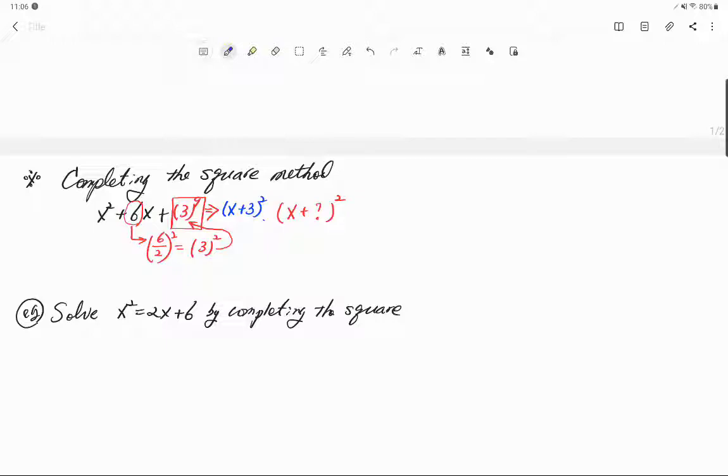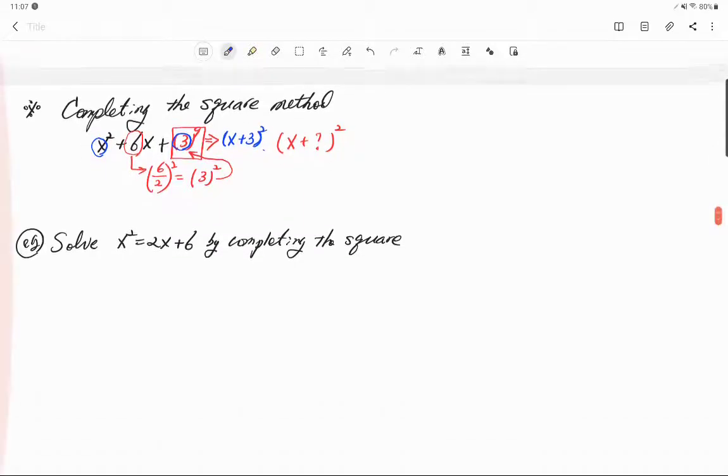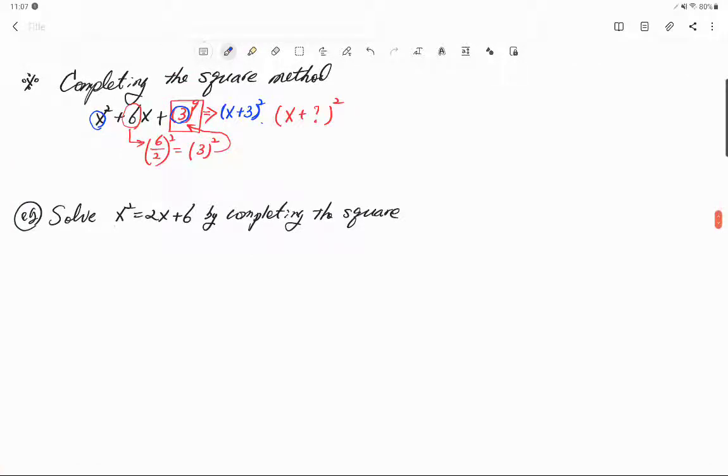So x squared plus 6x will have another constant, so that this trinomial becomes a perfect square. And the perfect square is x plus 3 squared. In this case, this x and this 3 will be the binomial, the base, and then squared. Can you see how it works? So let's try this example.